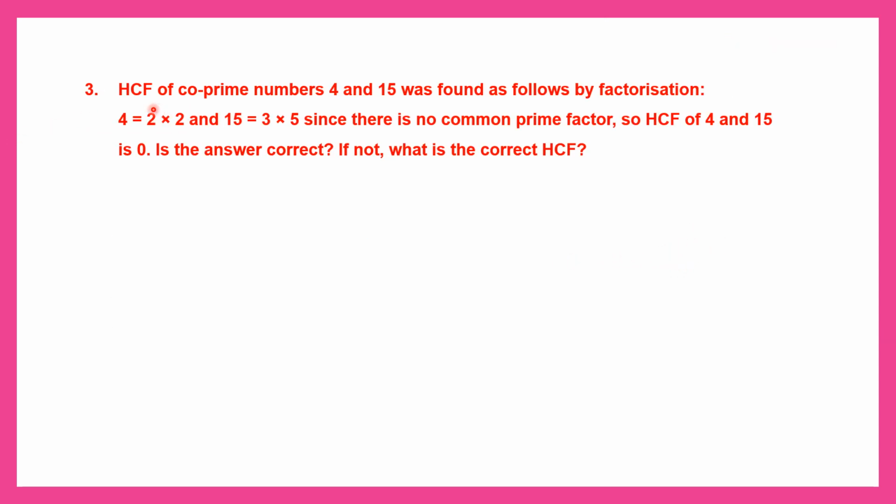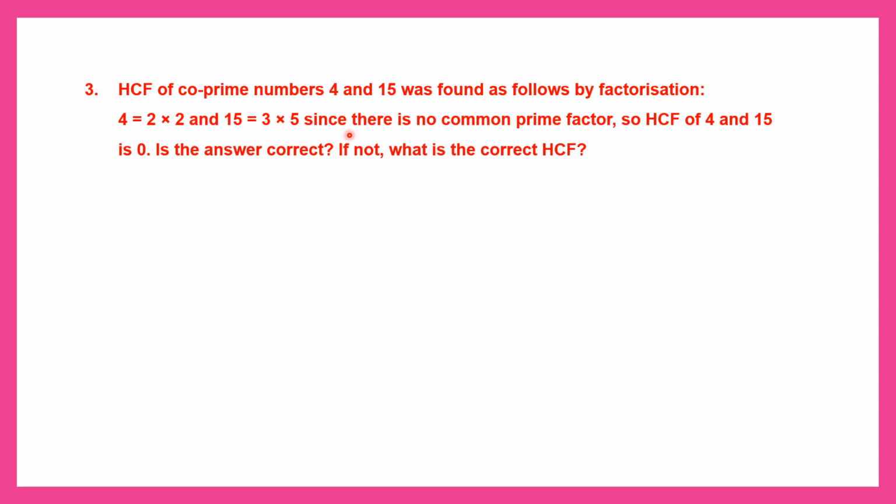Question 3. The HCF of co-prime numbers 4 and 15 was found as follows by factorization. So they found the prime factors of 4. The prime factors of 4 will be 2 into 2 and 15 is 3 into 5.